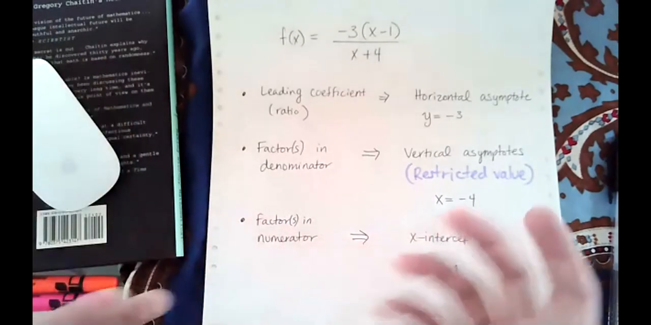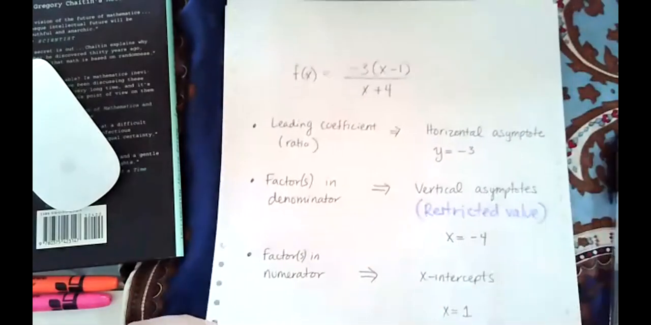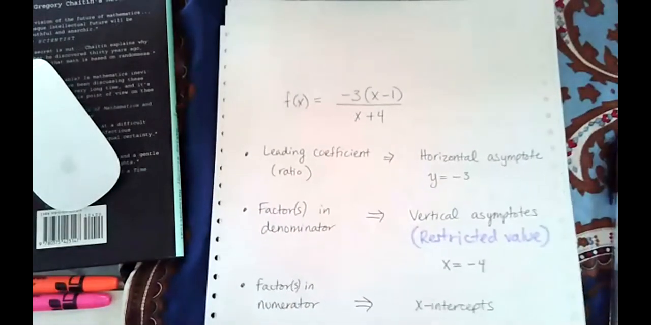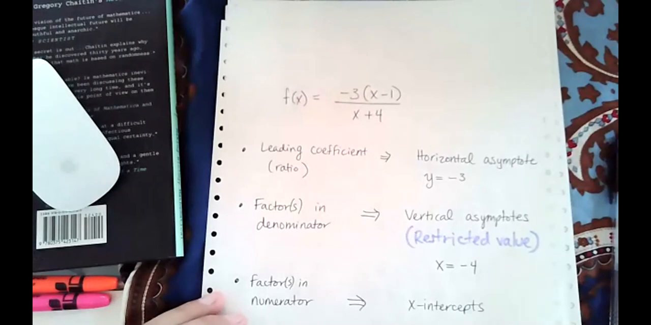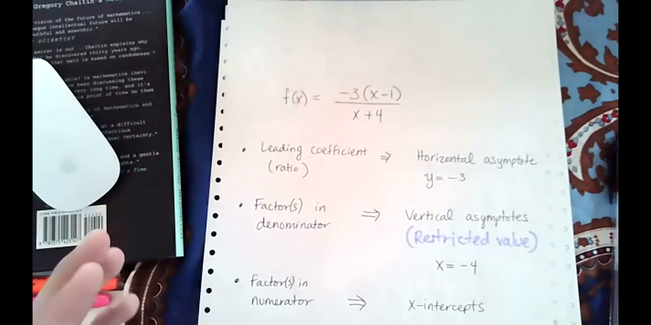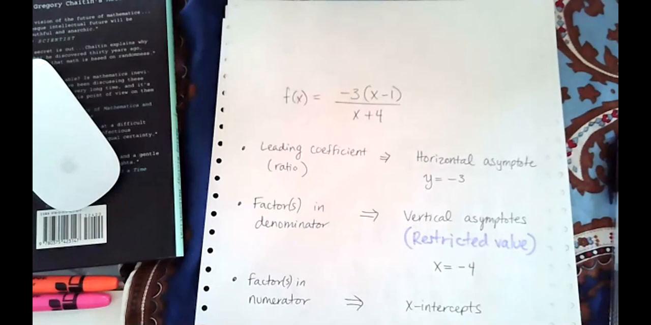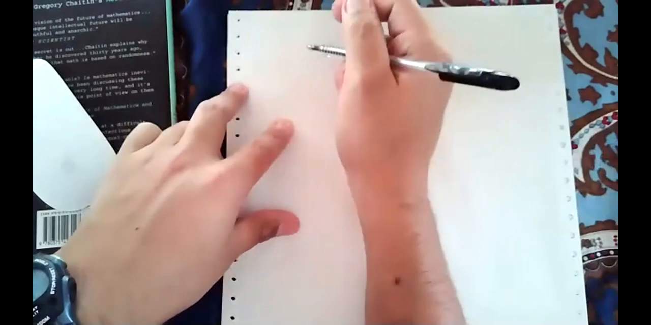So what we need to be able to do is, given a graph of these things, analyze the graph and then come up with an equation for the rational function. Okay, so I'm going to give you a graph, and I'm going to walk you through the steps and the thought process for finding the equation for these rational functions.